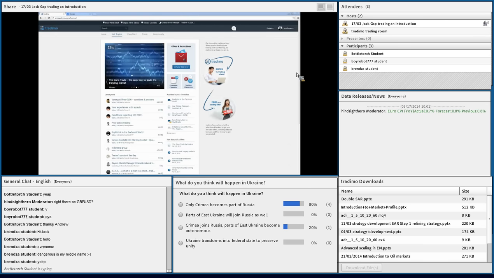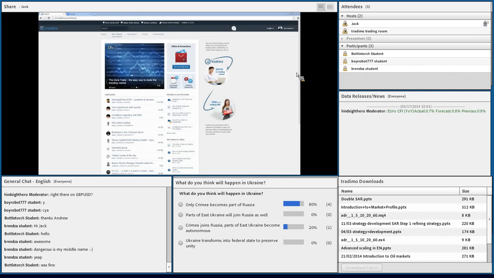Tonight we're going to be focusing on an introduction to gaps, and then in the coming couple of weeks we'll have a look at ways to trade them. We're going to have a brief look at how to trade them today.